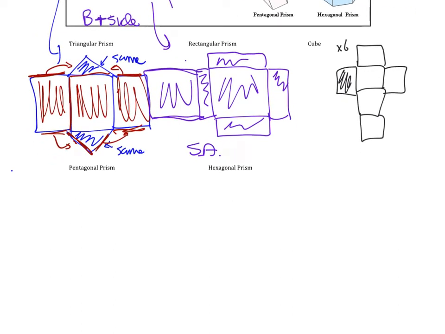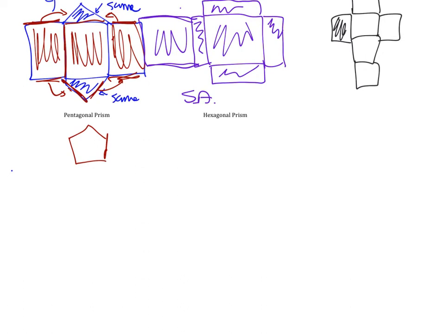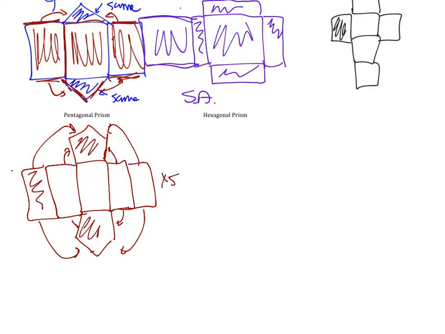So a pentagonal prism is this. You start with a pentagon, and then you have another pentagon here, and then you're going to have 5 rectangles like that. Okay, so this side matches up here, this side matches up here, this side matches up here, this side matches up here. So when I fold it back together, that's what it's going to look like. So I would need the area of the 2 pentagons, and then the area of a rectangle times 5.